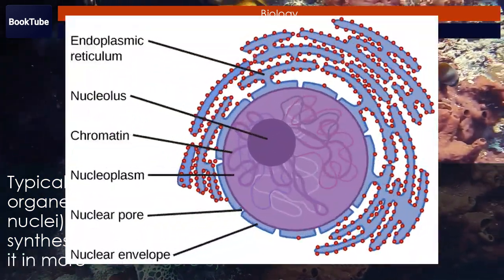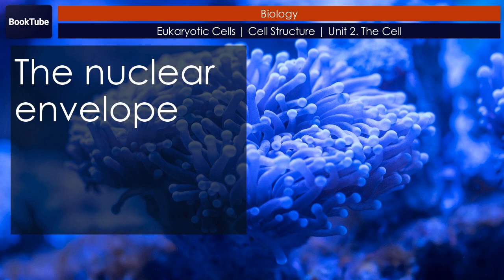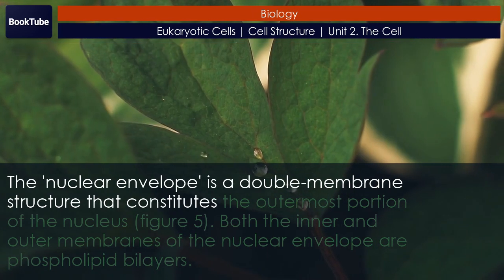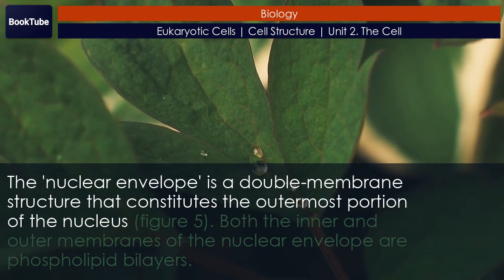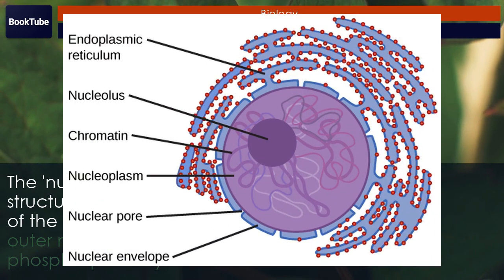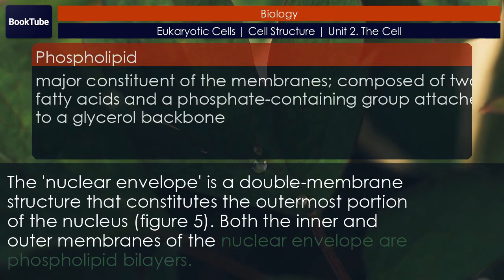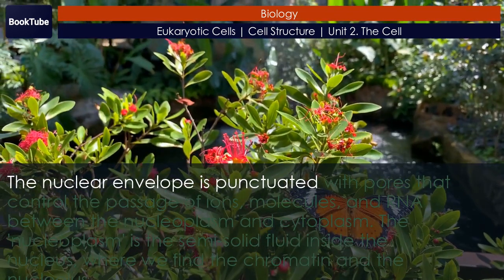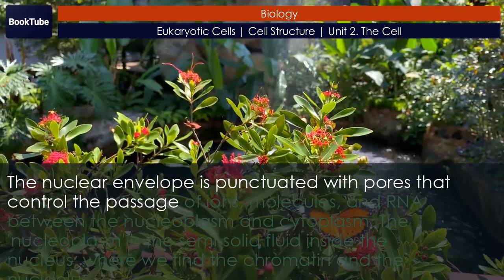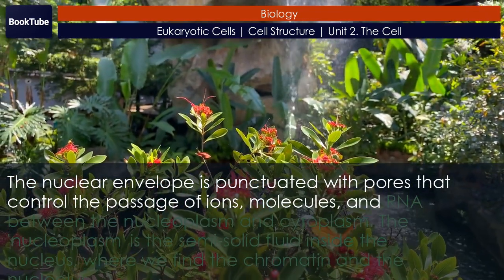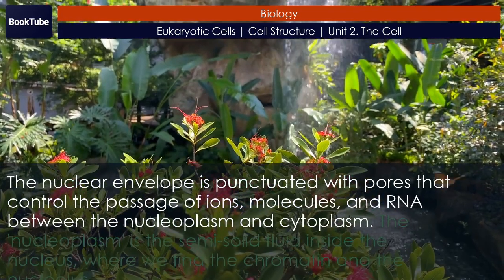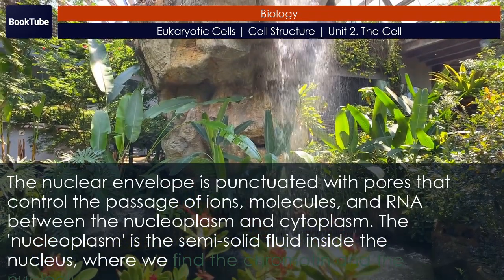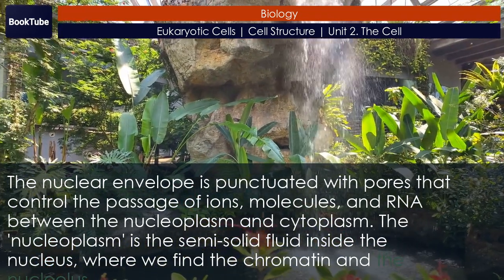Let's look at it in more detail. Figure 5. The nuclear envelope. The nuclear envelope is a double membrane structure that constitutes the outermost portion of the nucleus. Both the inner and outer membranes of the nuclear envelope are phospholipid bilayers. The nuclear envelope is punctuated with pores that control the passage of ions, molecules, and RNA between the nucleoplasm and cytoplasm. The nucleoplasm is the semi-solid fluid inside the nucleus, where we find the chromatin and the nucleolus.